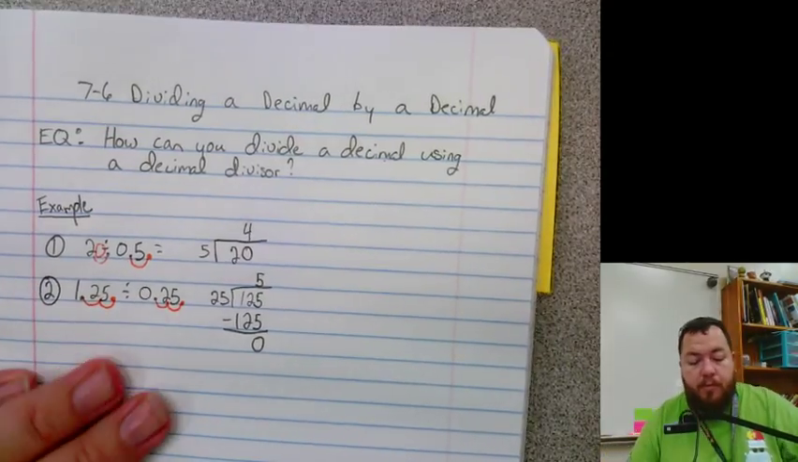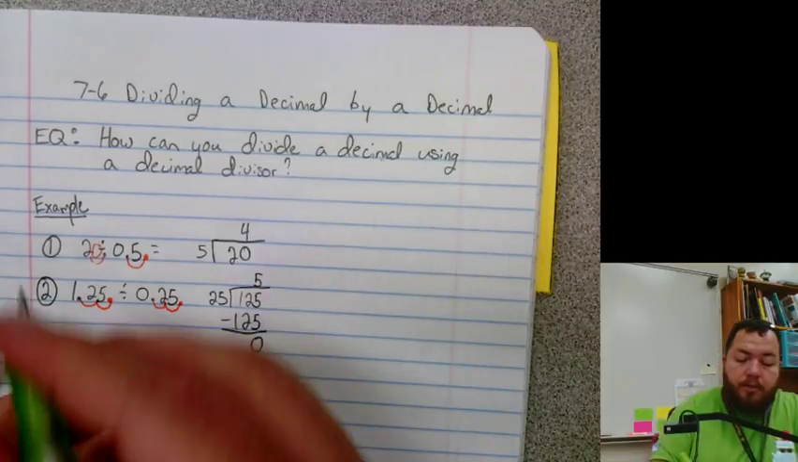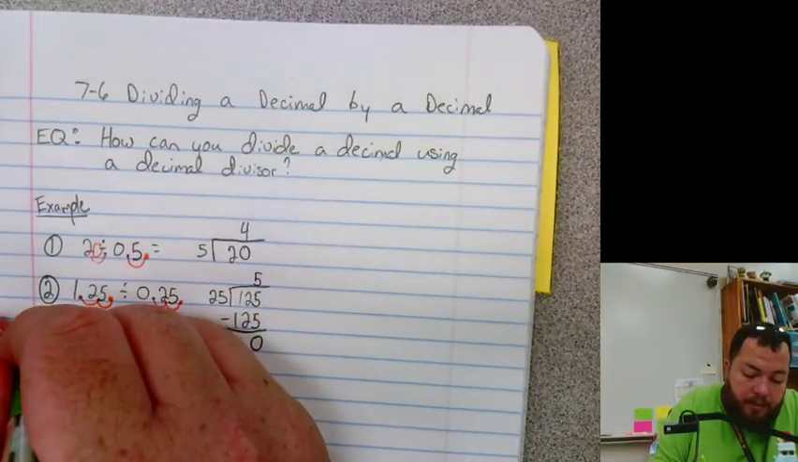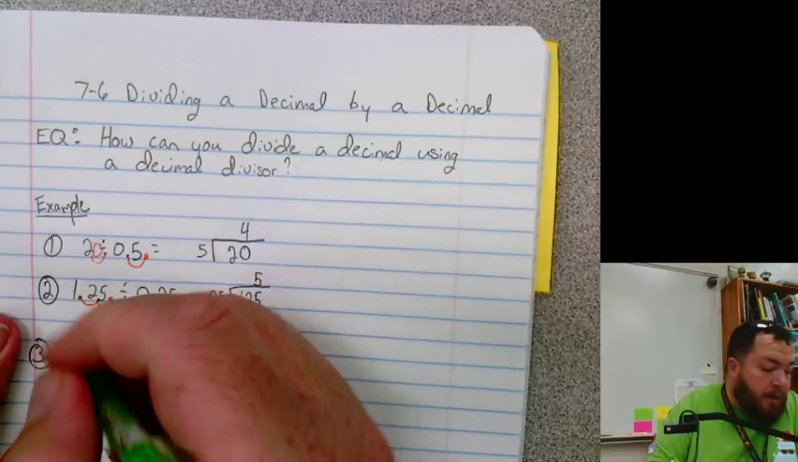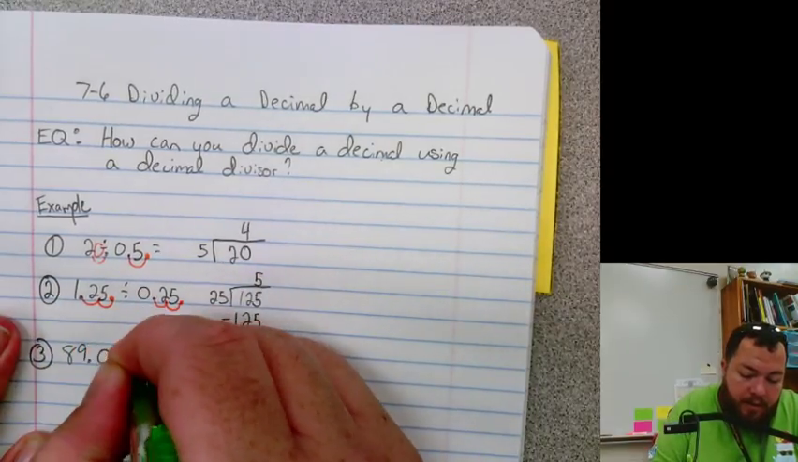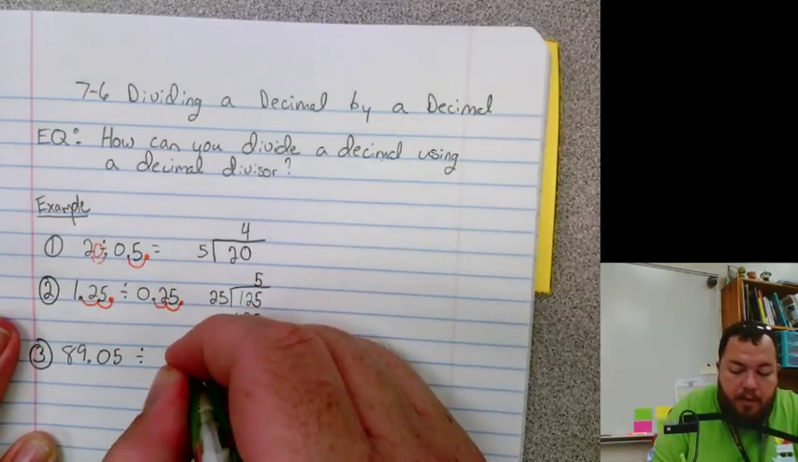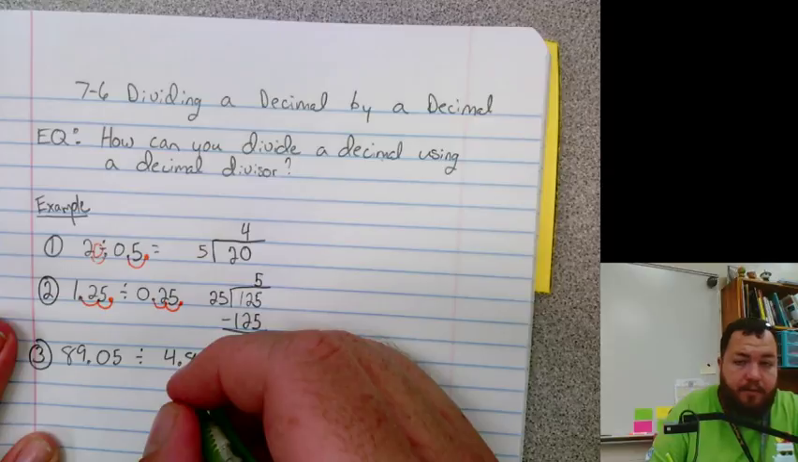Now I'm going to do one more practice, and this is actually not from Guided Practice, but we're going to do, I'll mark this number 3, and we're going to do 89 and 500ths divided by 4 and 8 tenths.